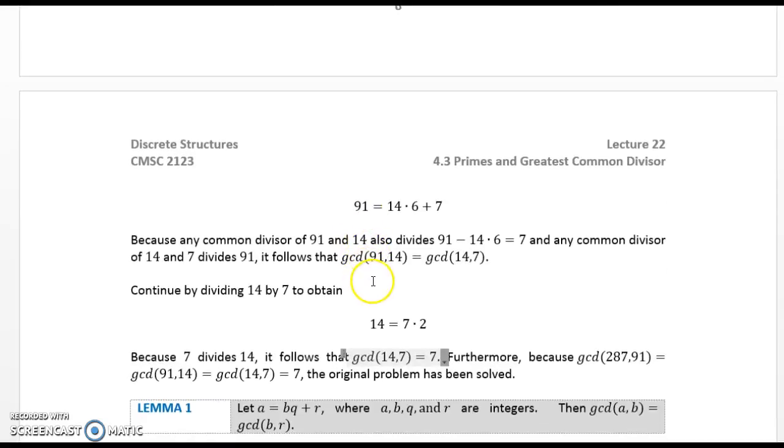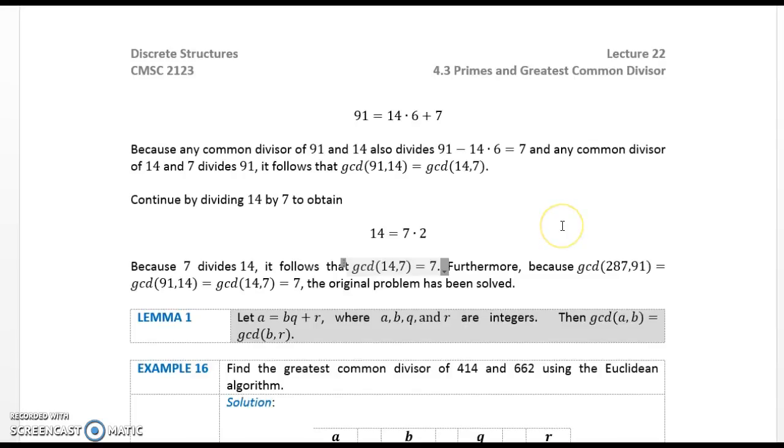So we find the greatest common divisor by dividing 91 by 14 and find that 91 is equal to 14 times 6 plus 7. Because a common divisor of 91 and 14 also divides 91 minus 14 times 6, which is equal to 7, any common divisor of 14 and 7 divides 91. And it follows that the greatest common divisor of 91 and 14 is equal to the greatest common divisor of 14 and 7. Continue by dividing 14 by 7 to find that 14 is equal to 7 times 2.